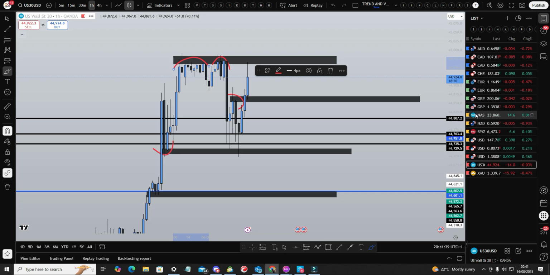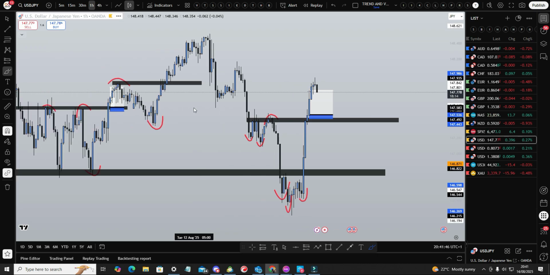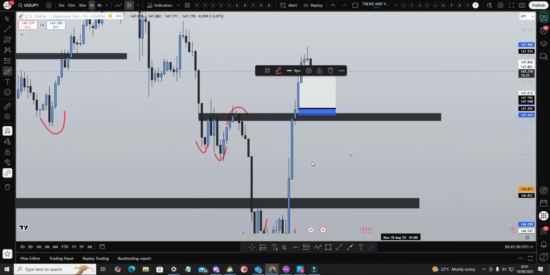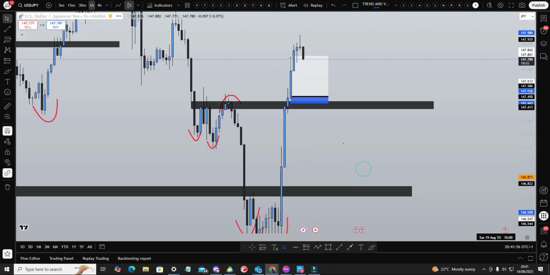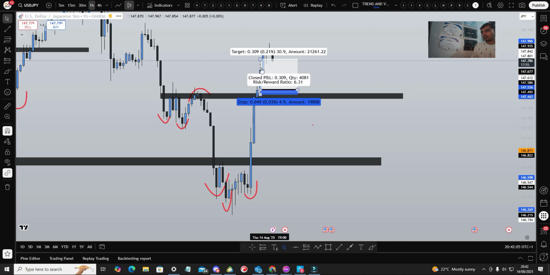Let's see, USD JPY. Have we gone through USD JPY? Let's check it out. Oh, you know this trade here, right? Today we had PPI. This trade here, CPI, PPI, whichever one it is called. I actually missed this opportunity, which would have been a nice, I mean, 1 to 6.